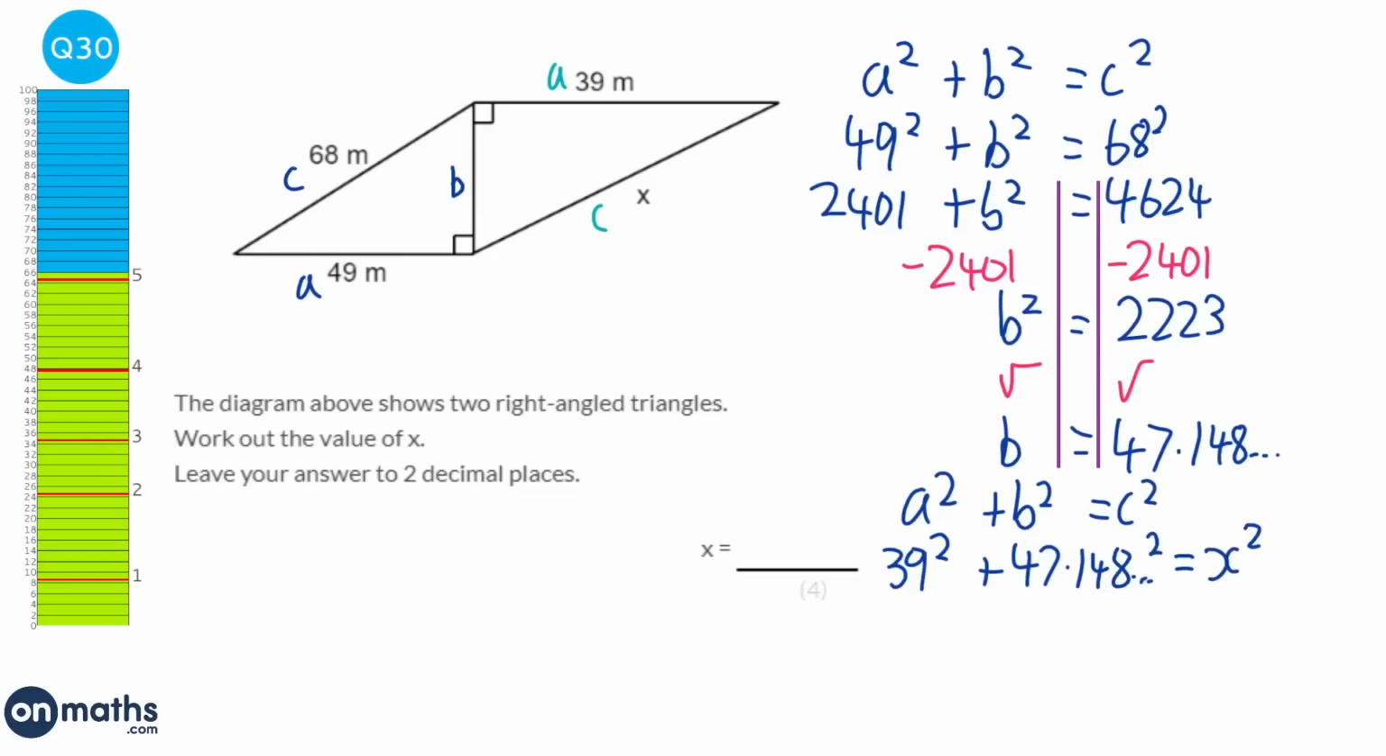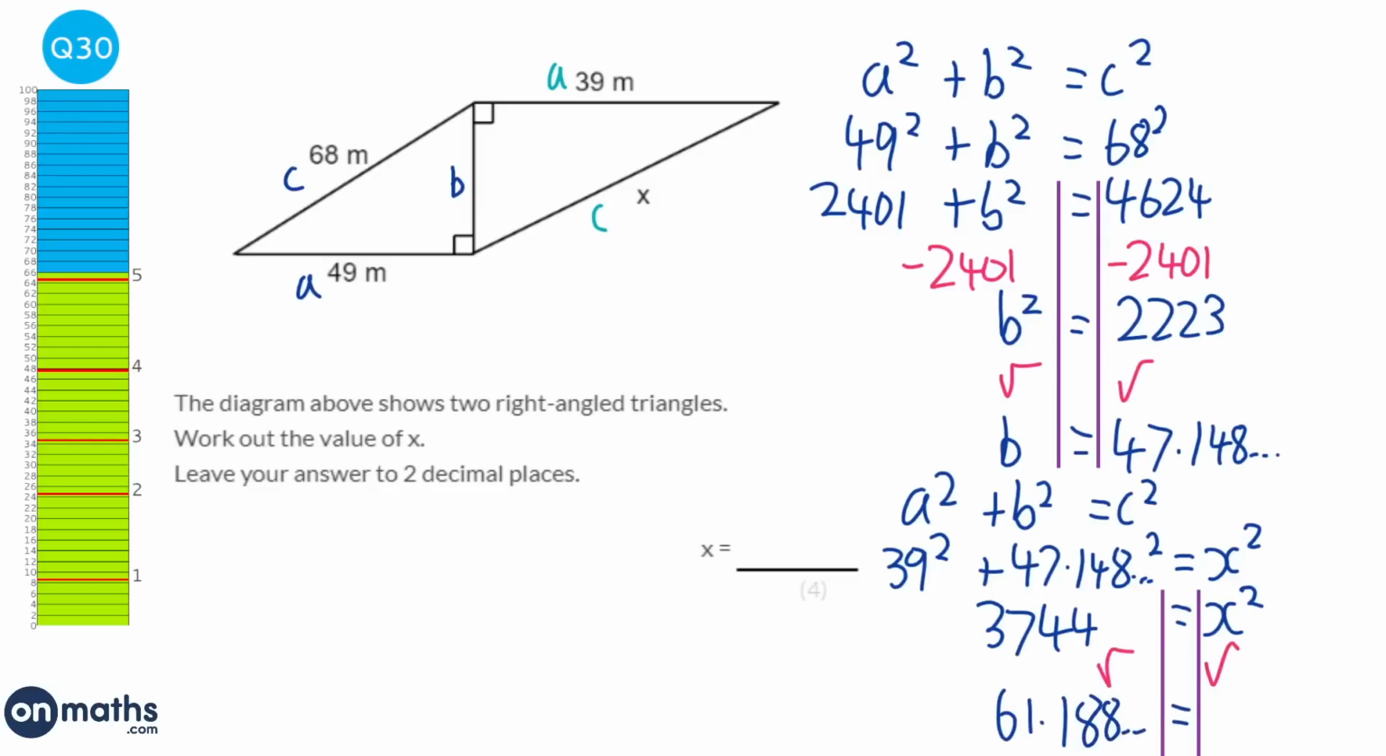So we do 39 squared plus 47.148 squared, and that will be 3,744 equal to x squared, and we'll just get our lines in because we need to square root both sides, and we get 61.188 and so on is equal to x. It says it wants it to two decimal places, so that will be 61.19.